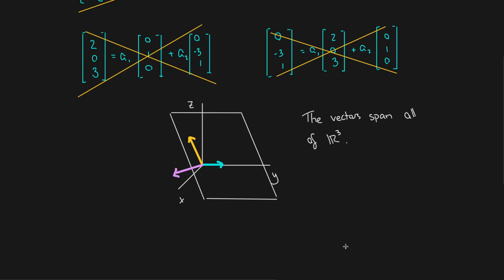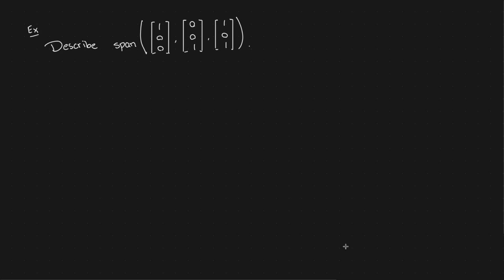So the pattern continues. We have 3 vectors that are independent that all contribute something useful to the span, new information in the span. So when we think about all 3 vectors, it spans 3-dimensional space, the whole of 3-dimensional space. Okay, one last example here.